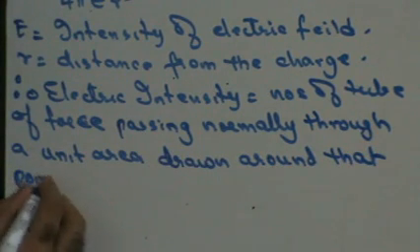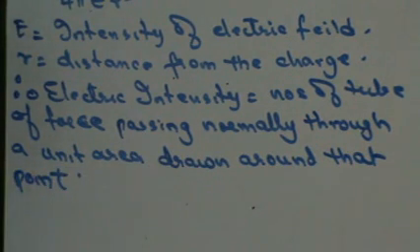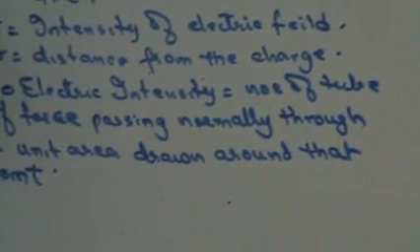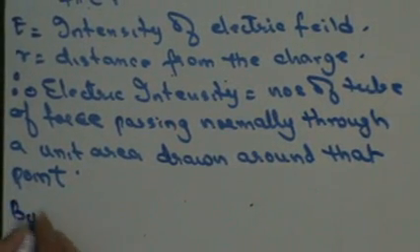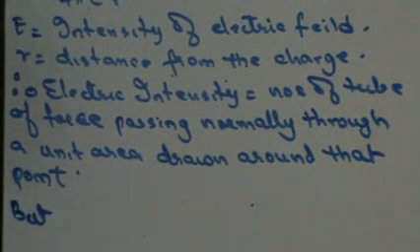So now we know how many cubes of force would exist, right? Now, the number of cubes of force passing normally through a given area in an electric field is also called as electric flux through the area. But these are all your 11th standard basics.